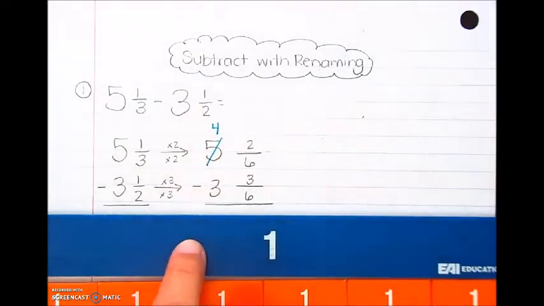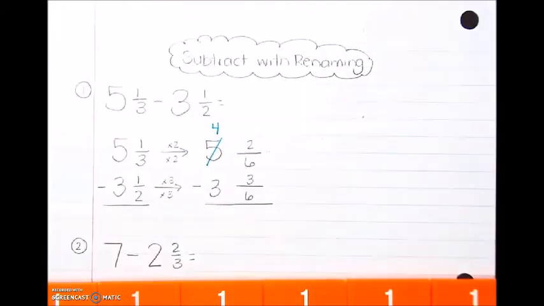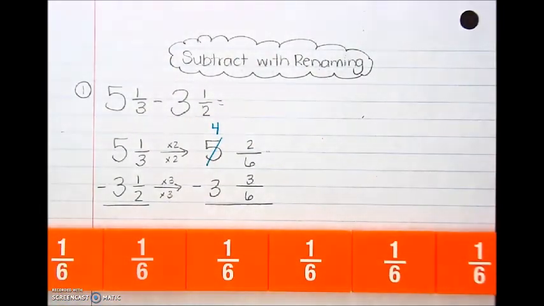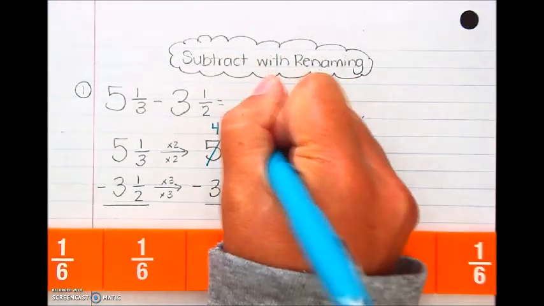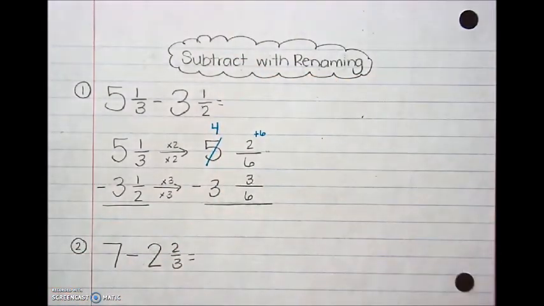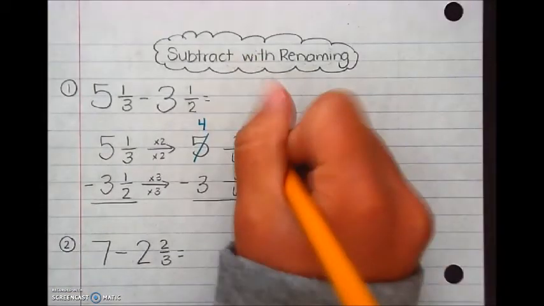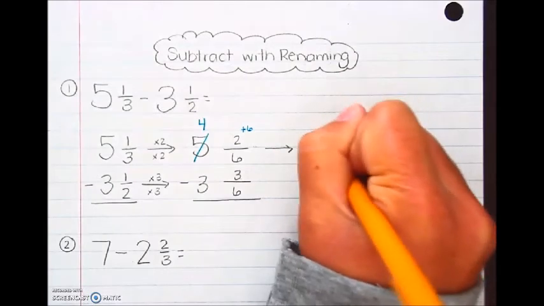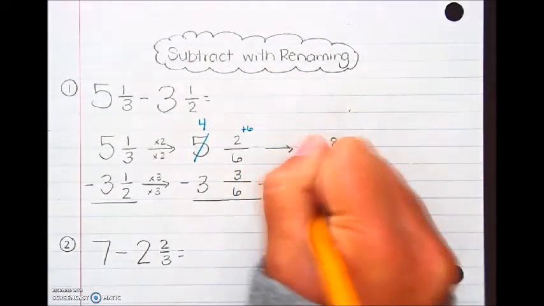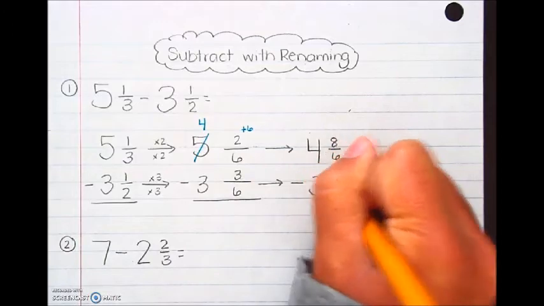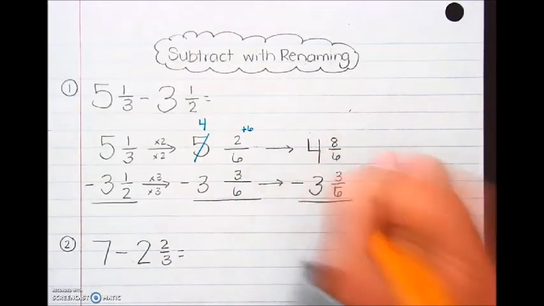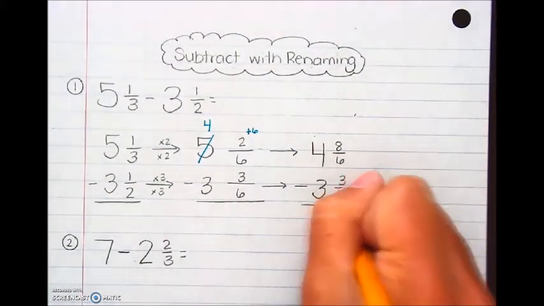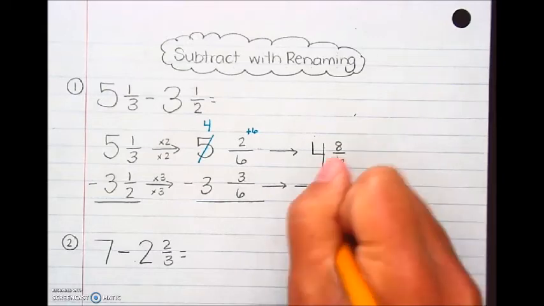So when we are renaming or regrouping with our fractions, what we really just did was take that one whole that we borrowed and turn it into 6 extra 1/6 tiles. So that means I need to add 6 extra tiles to the 2 1/6 pieces I already had. So you could rewrite this as 4 and 8/6. It's going to be an improper fraction, and that's okay because that's what's going to allow us to subtract away the 3/6. So now I can do 8/6 minus 3/6 is 5/6, and 4 minus 3 is 1.